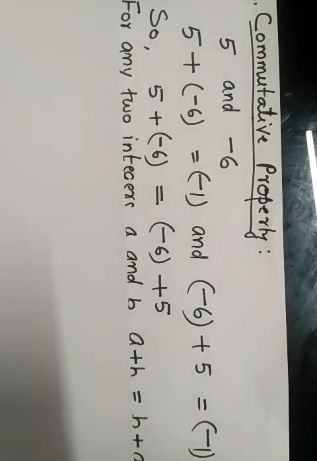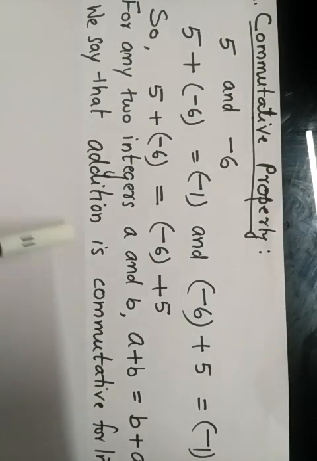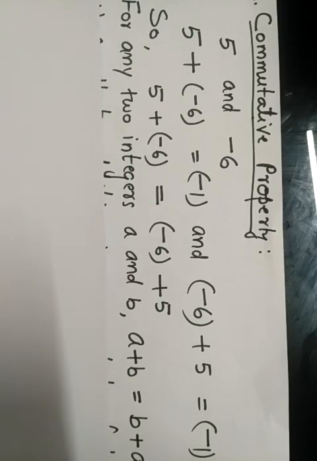We can define it like this: for any two integers a and b, a plus b is equal to b plus a. So we say that addition is commutative for integers. What is commutativity? Commutativity means it is just the order of the integers. When we add, we can change the order. We can add the integers in any order. That is the meaning of commutative.